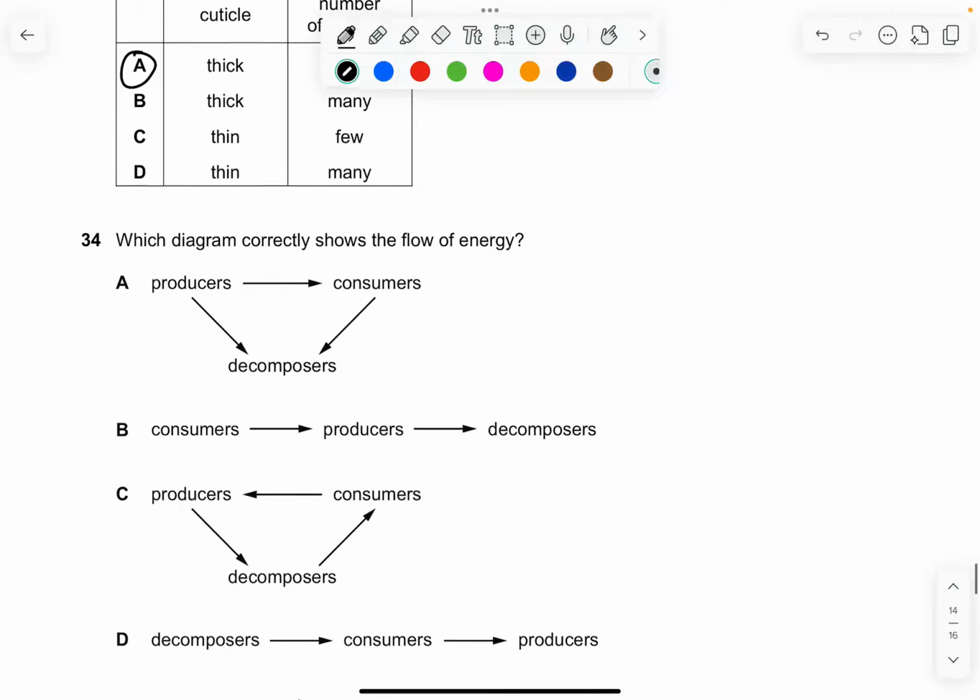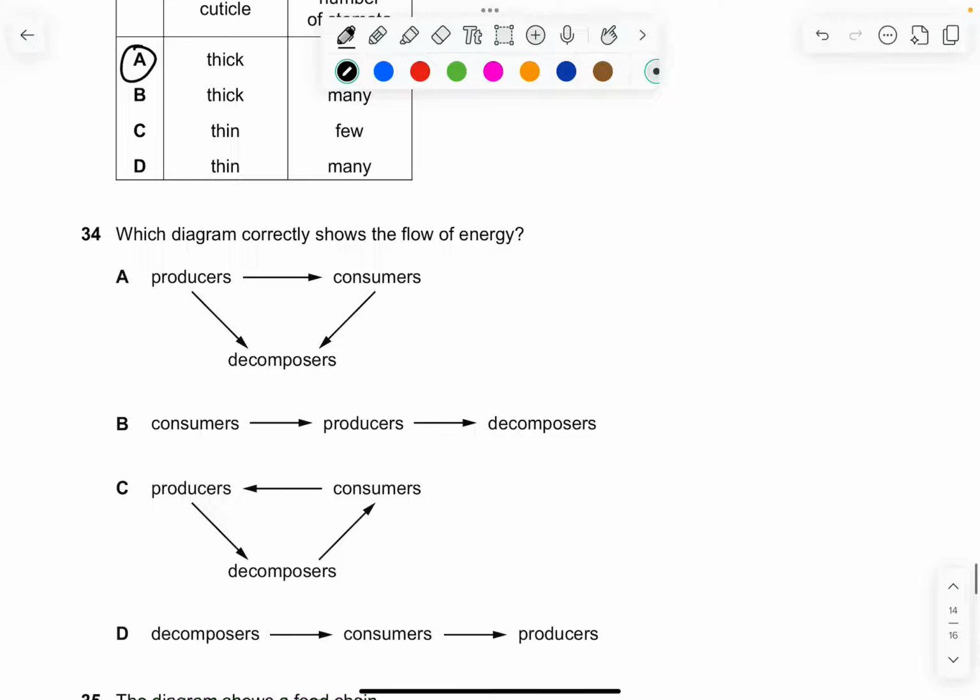Question 34. Which diagram shows the flow of energy? Okay, producer to consumers, this one is correct. Producer to decomposer, this is also right. Consumers to decomposer, also correct. But let's see the others.